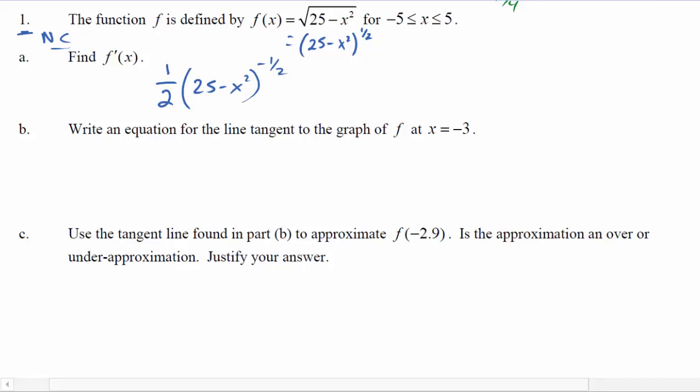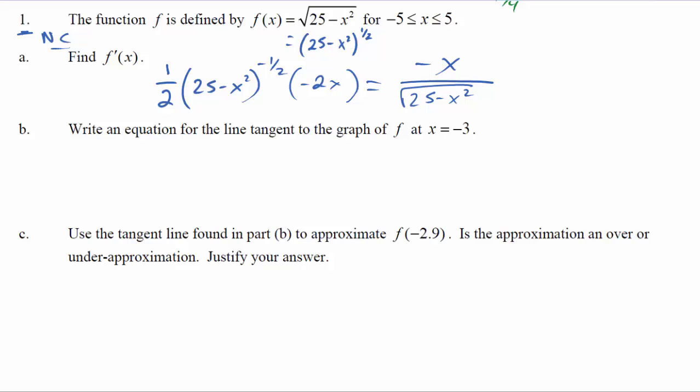Now what we can do is take the derivative of the inside. Well, the derivative of 25 is 0, and the derivative of negative x squared is negative 2x. If you really wanted to simplify this, the 1/2 and negative 2 cancel each other out. So I'm left with negative x over the square root of 25 minus x squared. You don't need to, but it may help for later calculations.